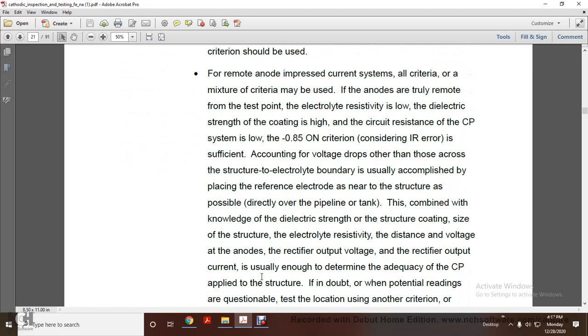For a remote impressed current system, all criteria or a mixture of criteria may be used, if the anode is truly remote with a test point.